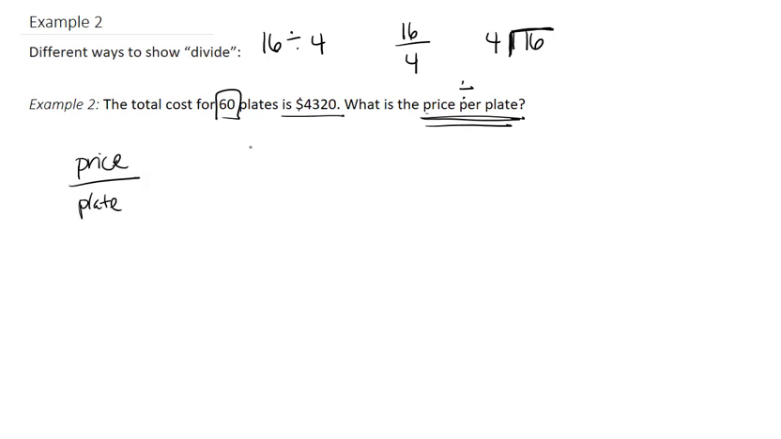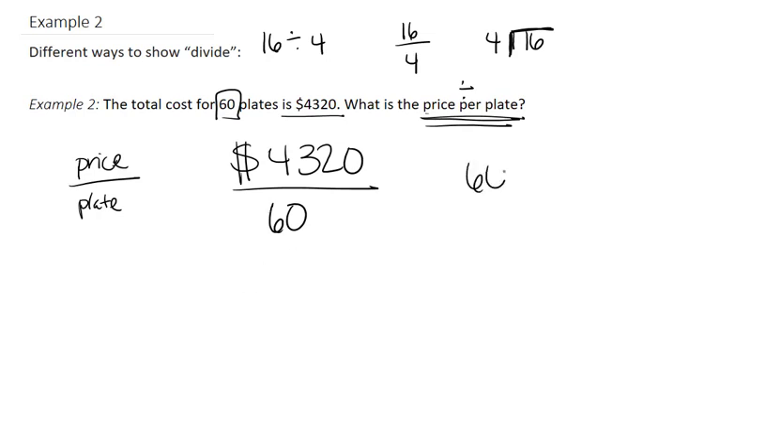So what we're doing is taking 4,320, and we're going to divide it by 60. In order for us to do this, because this is much bigger, we're going to have to do some long division here. So we're taking 60 and dividing it into 4,320. Now 60 can't go into 4 because 60 is much larger than 4. So we can't do just 4.